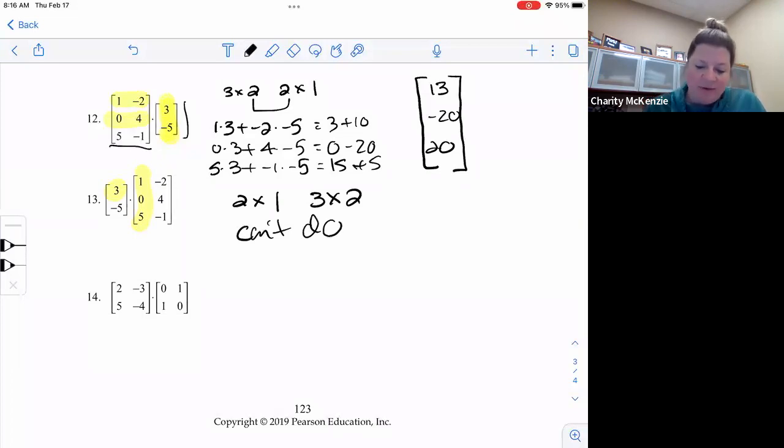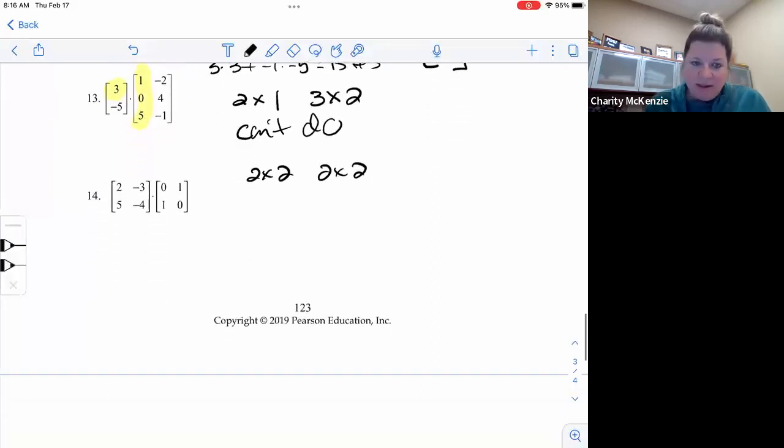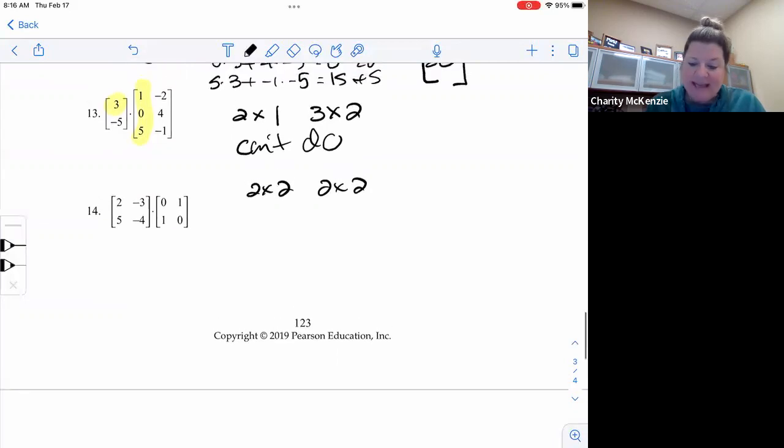And this last one, this one is a 2 by 2 and a 2 by 2. So yes, we can do that last one. This one's pretty easy because it has zeros and ones. All right. So that's how you can multiply matrices and add, subtract, and so forth.